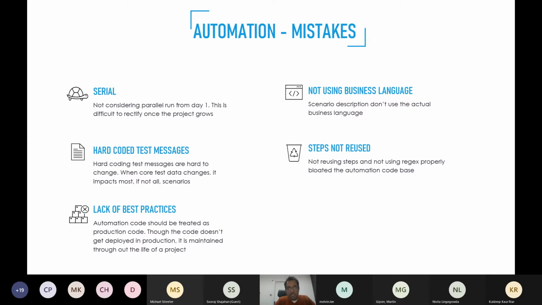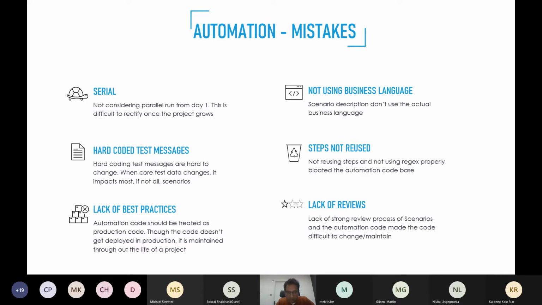Steps not reused, again, a classic issue. When you use a product like Cucumber, each step maps to a method. So it's very important you think about how you can reuse the step. Even if you have to rewrite some of the steps, if by rewriting you can reuse the step, I would adopt that. Or else your code base grows rapidly.